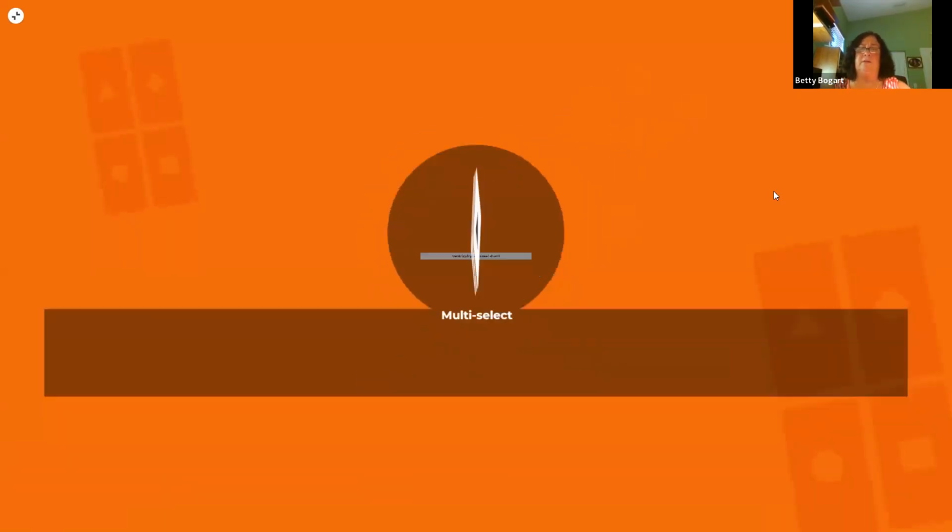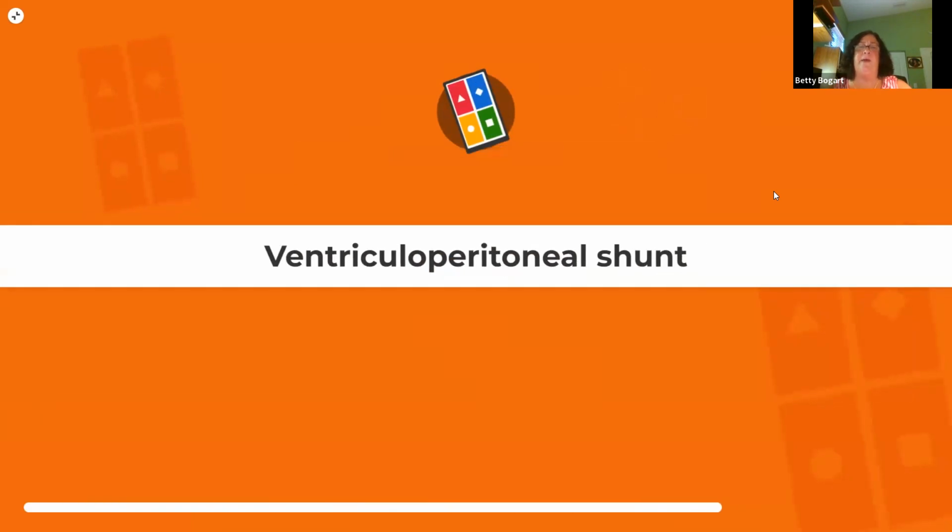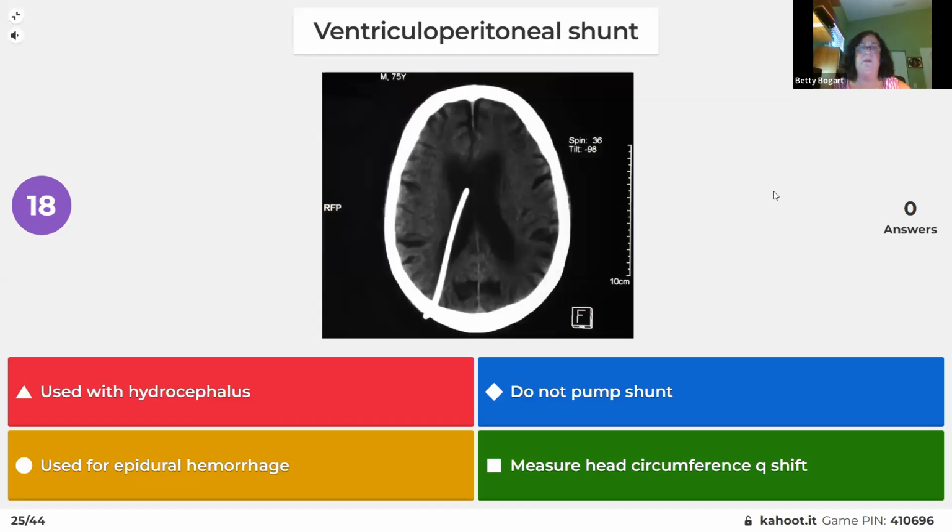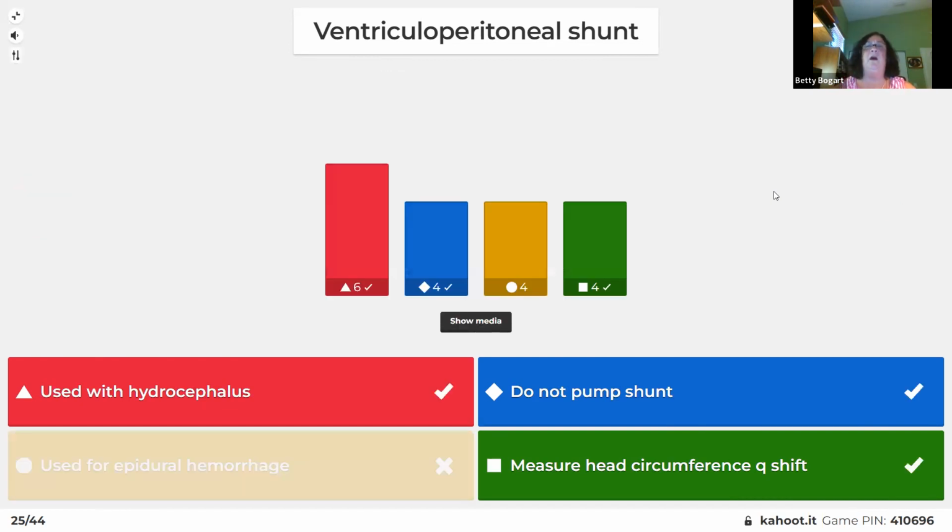A multi-select. A ventriculoperitoneal shunt. Well, if we look at that, that is the ventricle in the brain. And there's a tube that goes from there, behind the ear, down the neck, into the peritoneum, and it drains fluids for that child who has too much water in the brain, or hydrocephalus. We can tell by that big swollen fontanelle that there's too much fluid in there. So we use it for hydrocephalus.